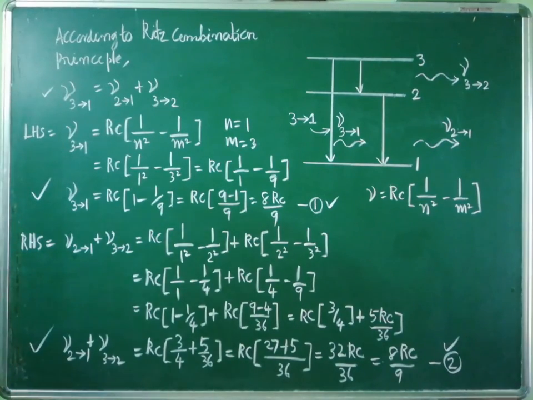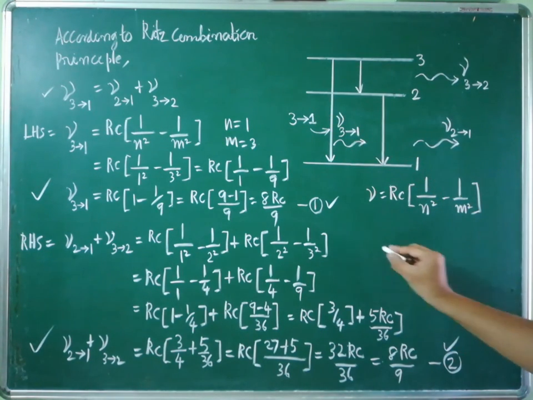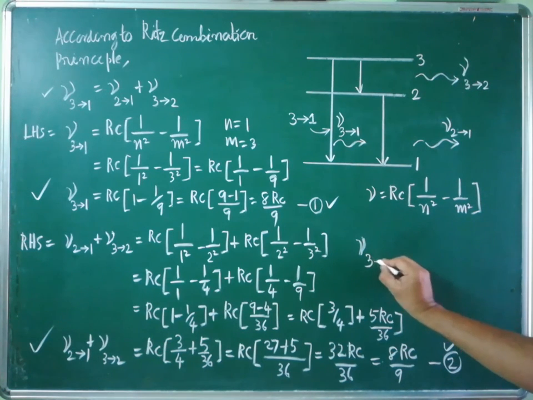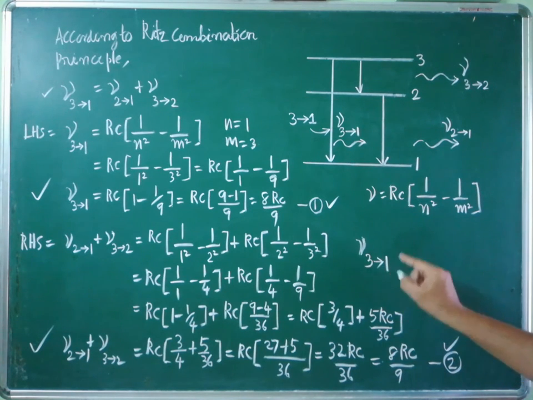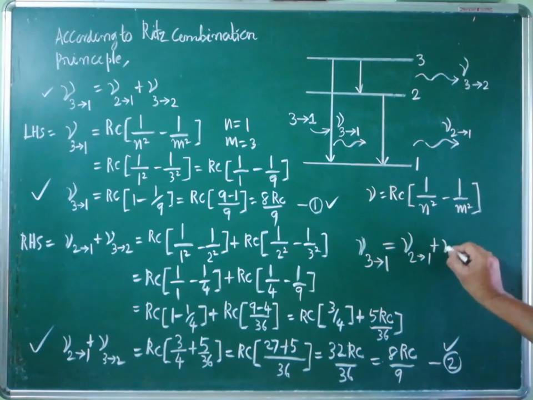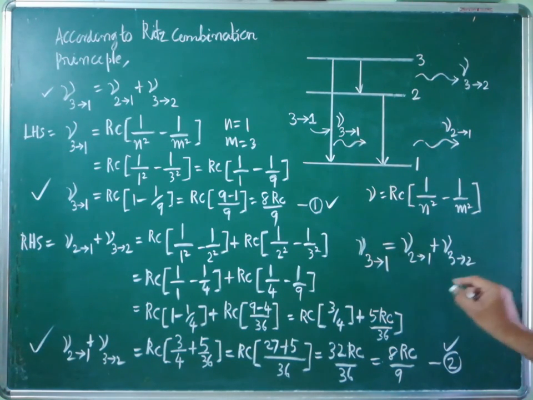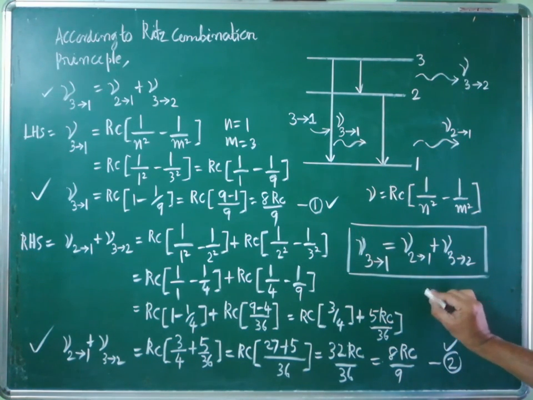So finally we have proved that the sum of the frequencies on the RHS is equal to the LHS. Therefore the frequency of the spectral line emitted in the transition from 3 to 1 is equivalent to nu 2 to 1, the emitted radiation frequency when the transition takes place from 2 to 1, added to the 3 to 2 frequency. So finally the Ritz combination principle equation is obeyed and proved. So finally we have to write it like this.